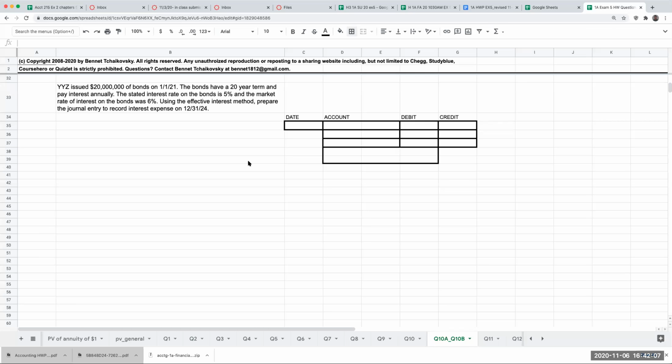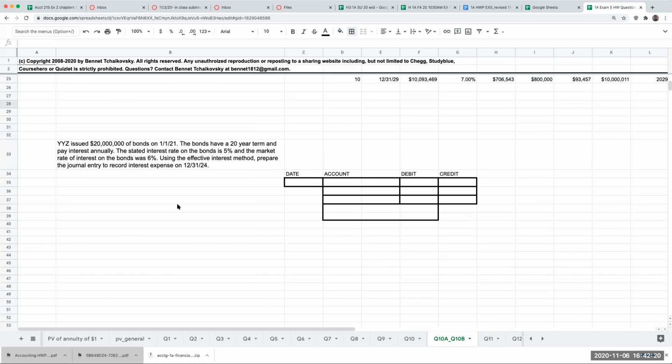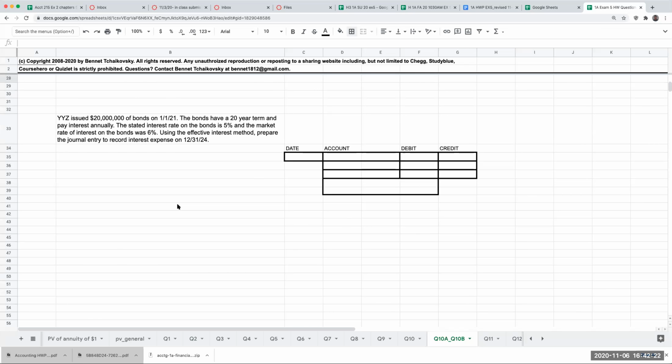What we're going to be doing is going through and discovering the effective interest rate method of bond amortization. My last video was when it was a premium. Now we're going to be looking at this as a discount.